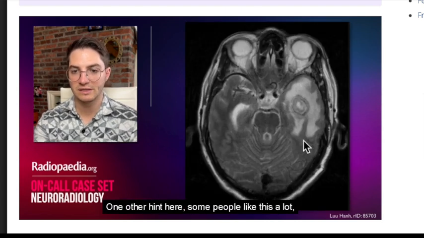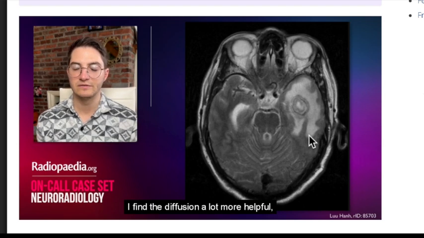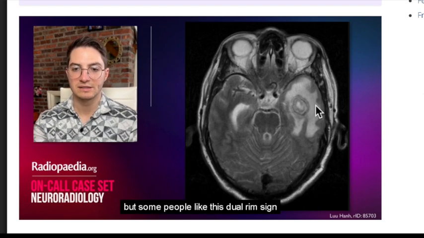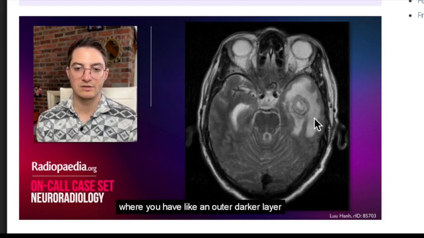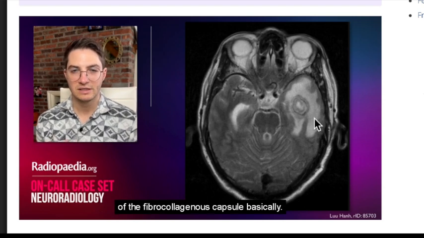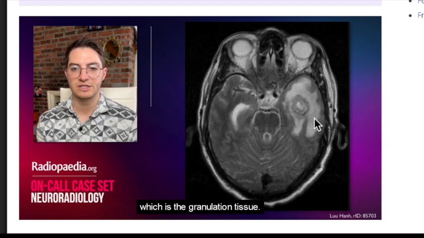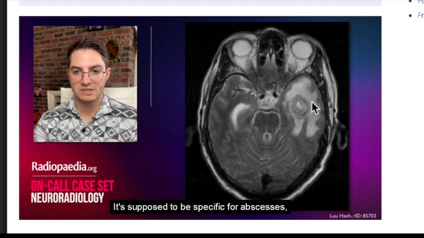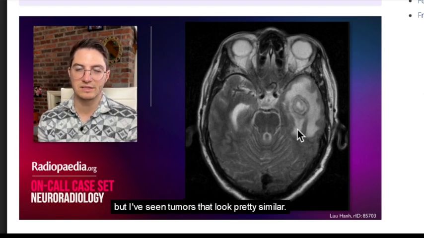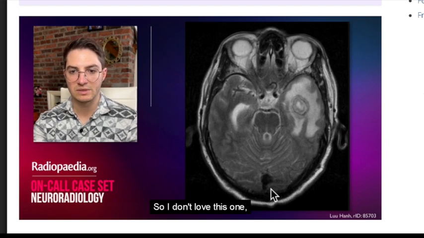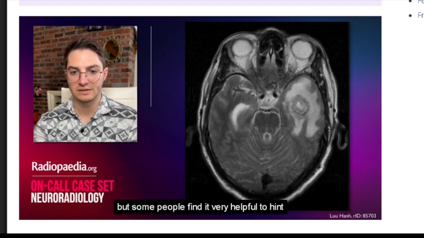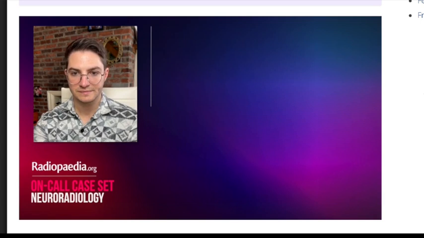One other hint here, some people like this a lot. I find the diffusion a lot more helpful, but some people like this dual rim sign where you have an outer darker layer of the fibrocollagenous capsule basically, and then the inner portion, which tends to be a bit brighter on the T2, which is the granulation tissue. It's supposed to be specific for abscesses, but I've seen tumors that look pretty similar, so I don't love this one, but some people find it very helpful to hint that you're dealing with an abscess.